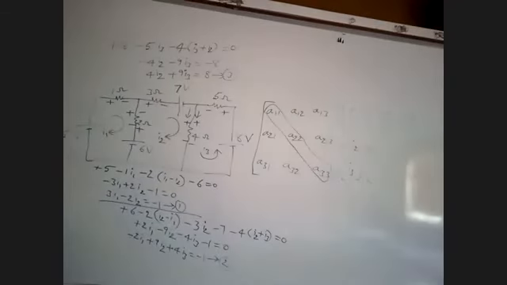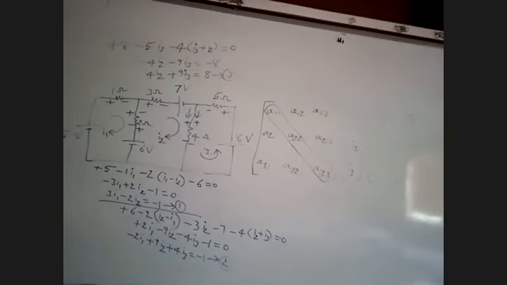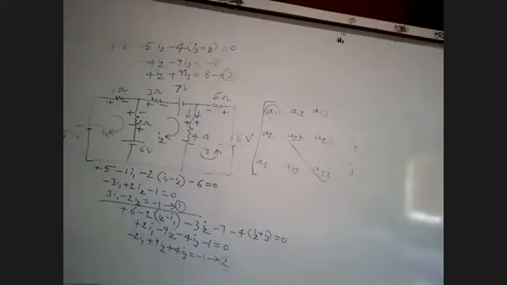First, we'll write the diagonal elements. What is A11? 1 plus 2. It is the sum of all resistances in the first loop. That is 1 plus 2.